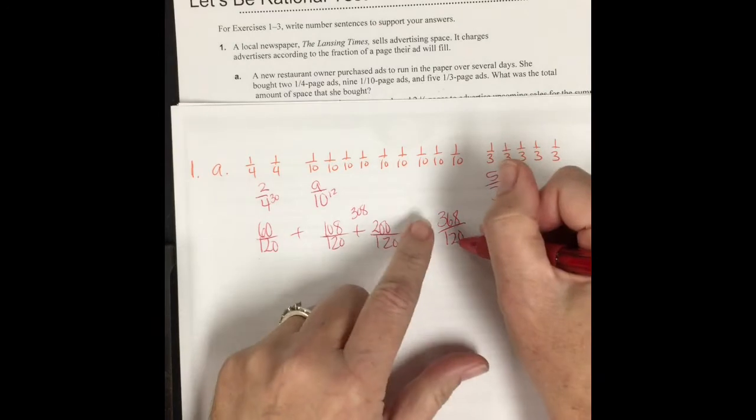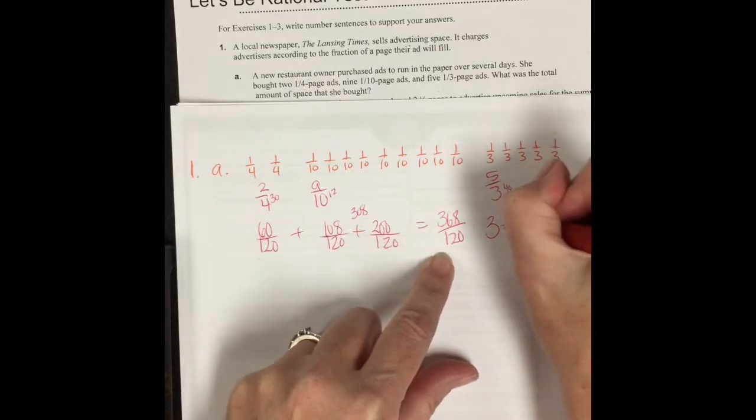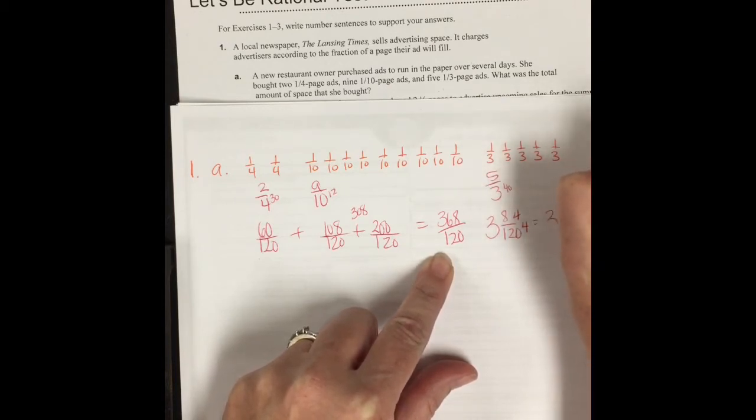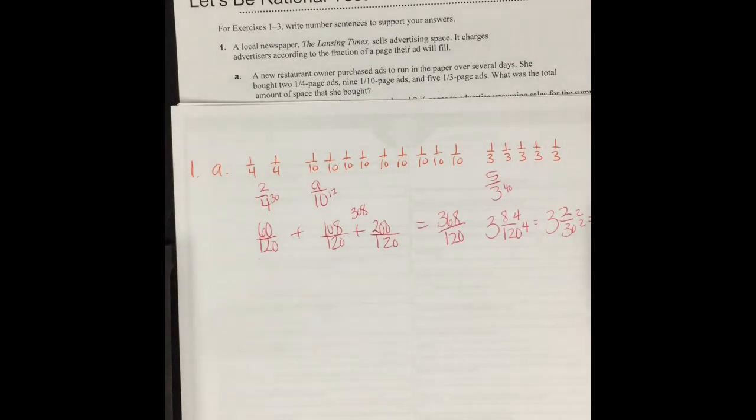120 into 368 goes 3 times, with a remainder of 8. I can reduce by 4. I can reduce by 2. And I end up with 3 1/15 pages.